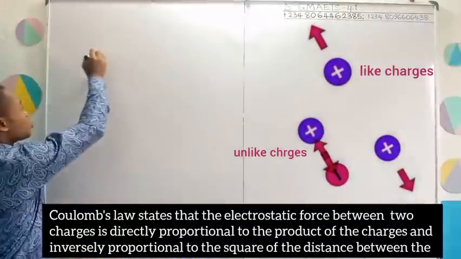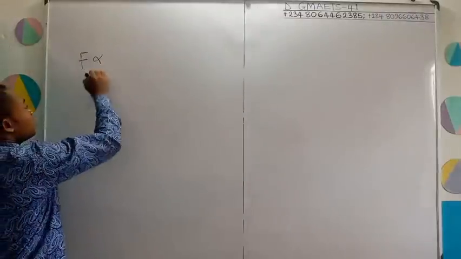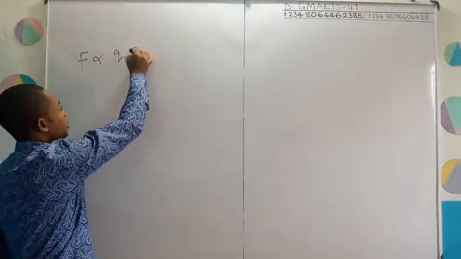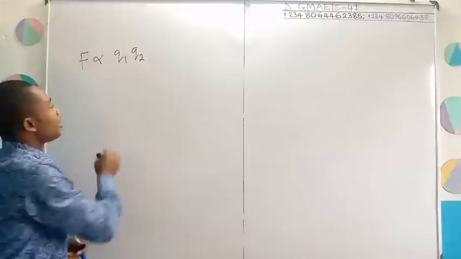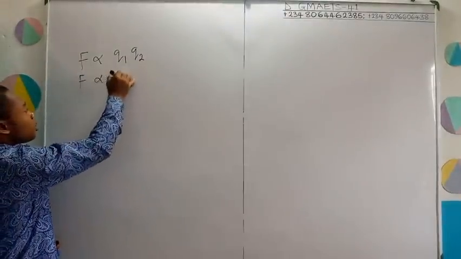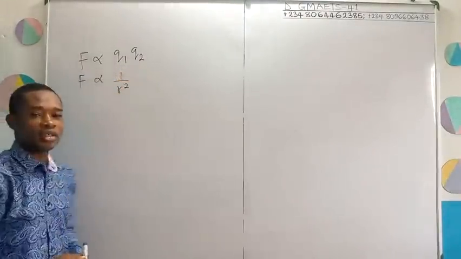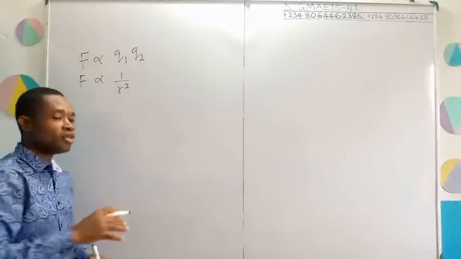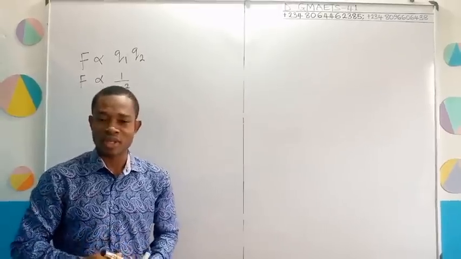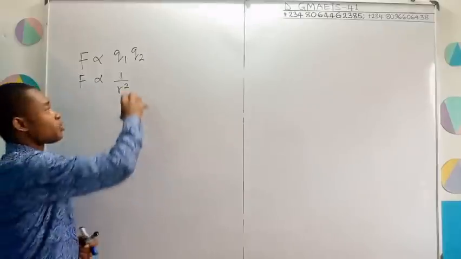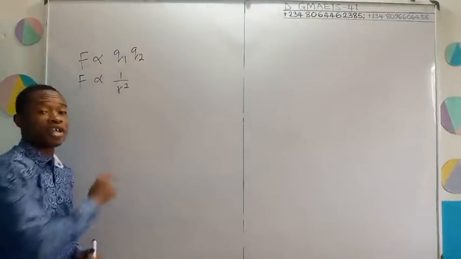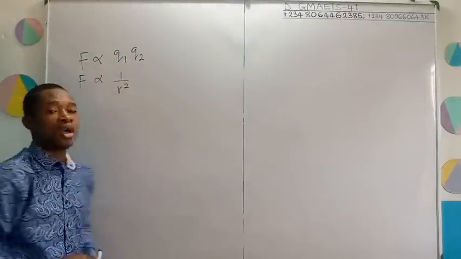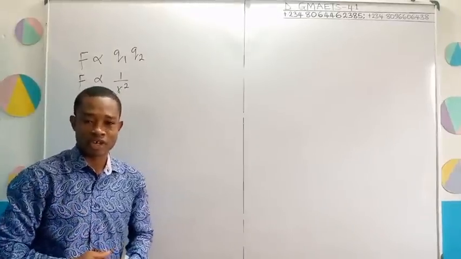Mathematically, Coulomb's law is written as F directly proportional to, let us use Q to represent the charges, so we're going to have Q1 times Q2. That same force is inversely proportional to the square of the distance between the charges Q1 and Q2. Now, if we use the knowledge of joint variation in mathematics, we can combine these two statements. This one for direct variation or direct proportion, and this one for inverse variation or inverse proportion. You can also call it indirect variation or proportion.